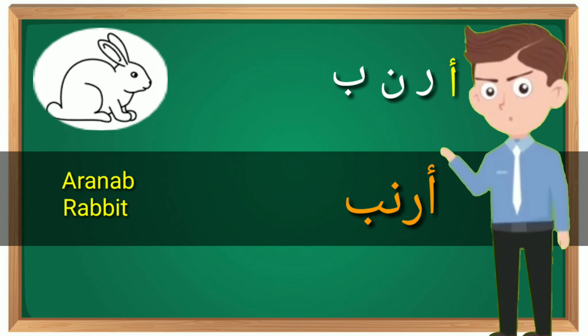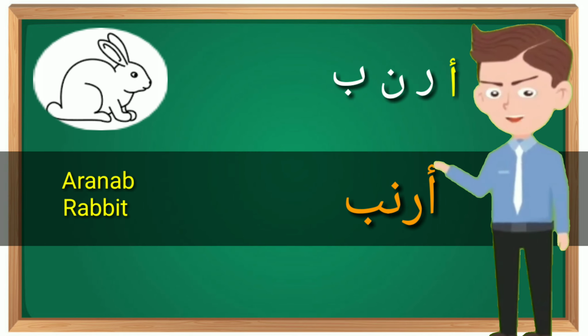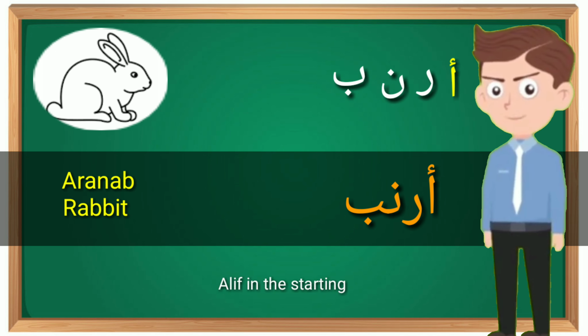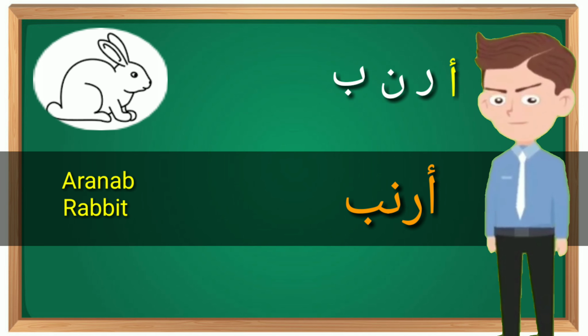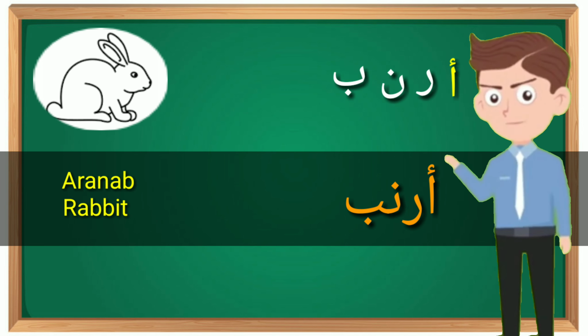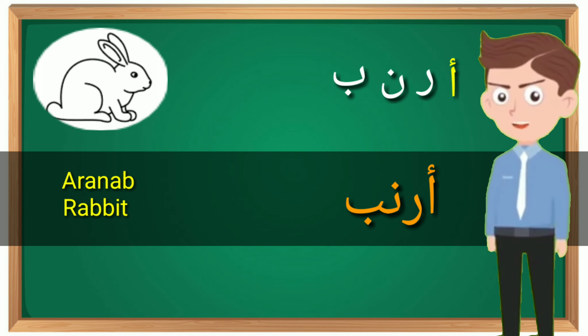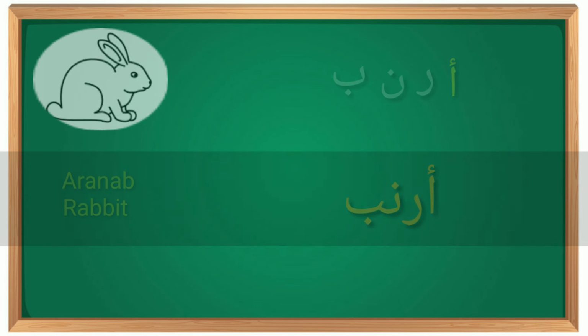Now you can see here the word is written as joining. The first letter is alif, second letter ra. We did not join alif with ra because alif is not a joining letter. Ra also did not join with the next letter noon because ra is also not a joining letter. Noon and ba we could join, so we can read it Arnab, Arnab.